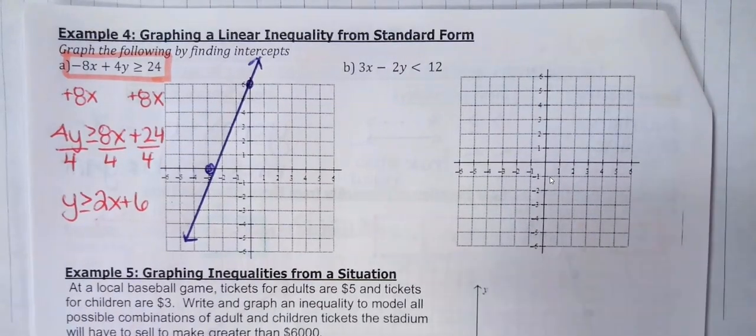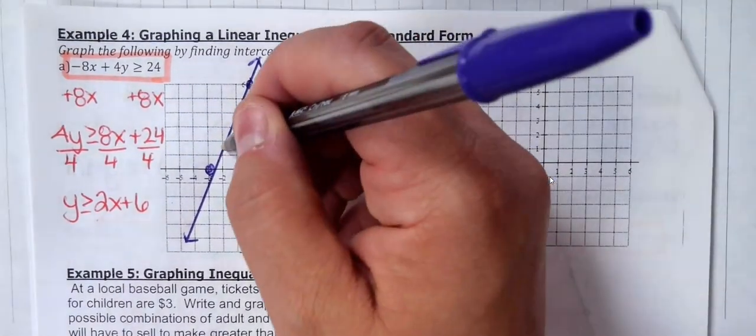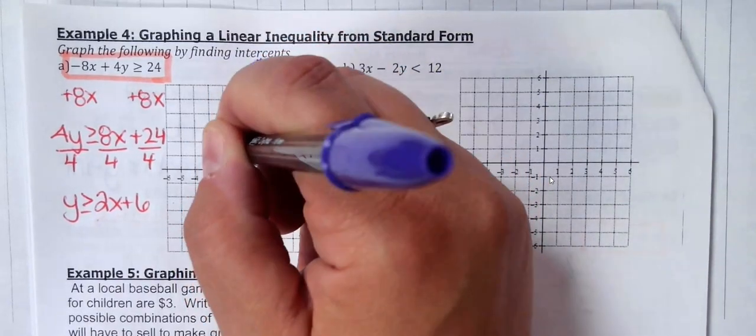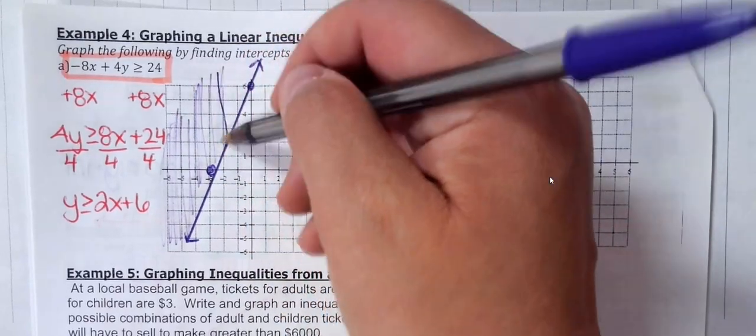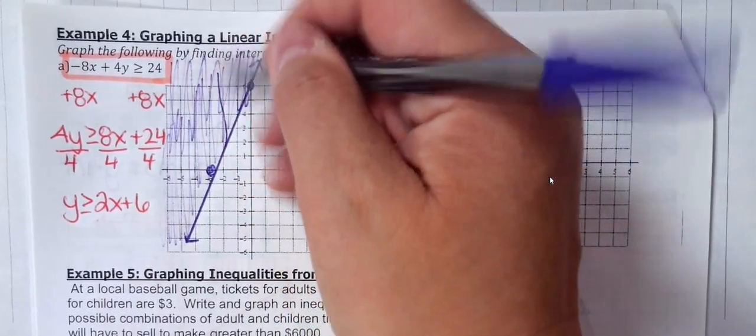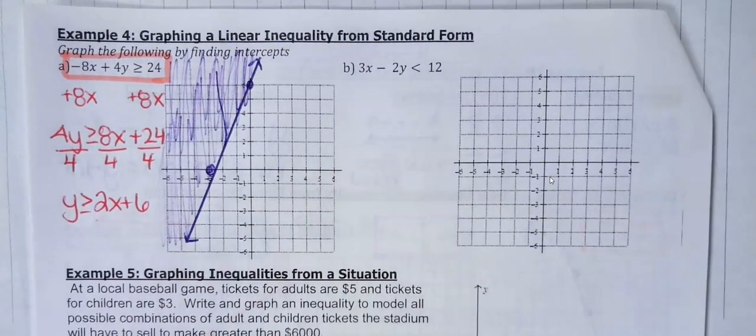If you're not sure where to shade, just remember greater than goes above. Put your pencil directly on the line and draw straight up, and that'll show you what part of the graph you want to shade. Anything above that line is going to be a solution that will work for that inequality.